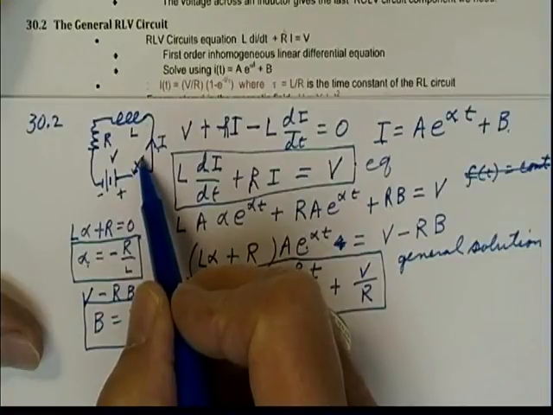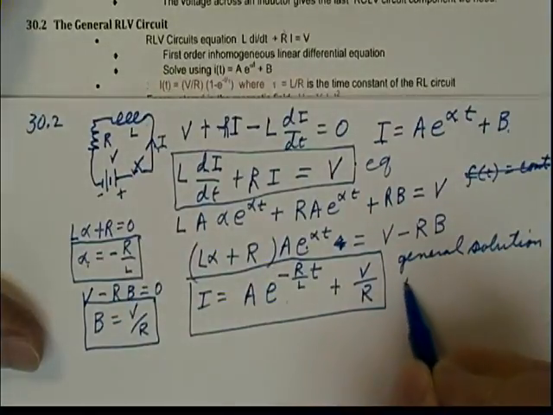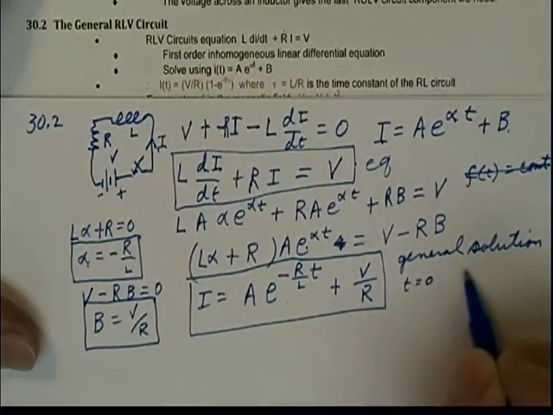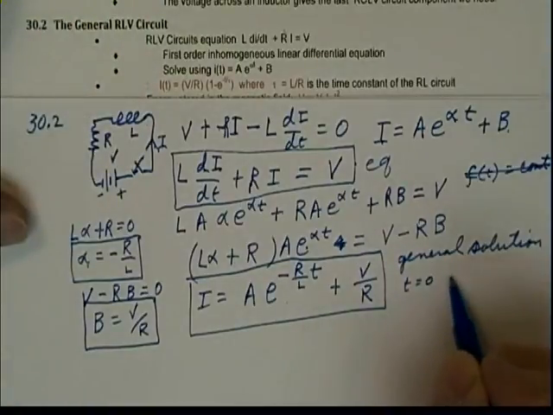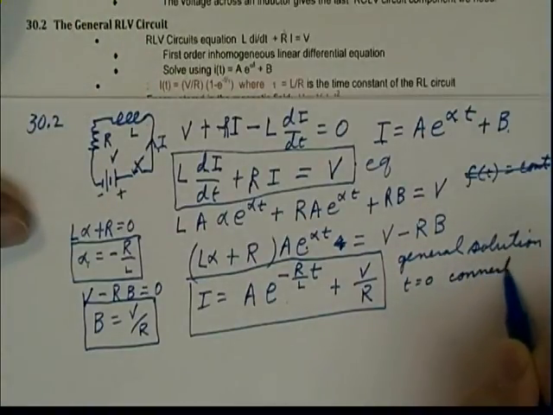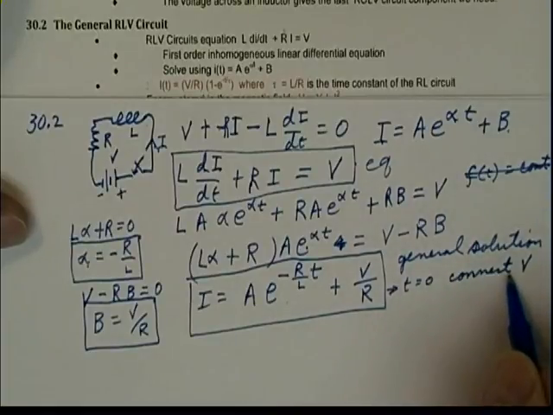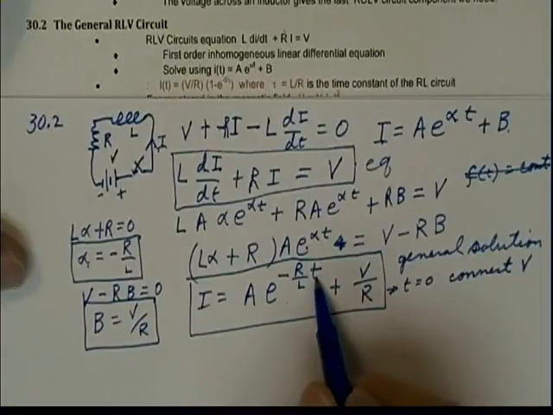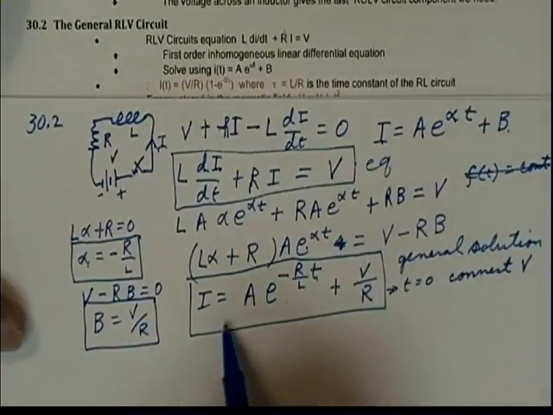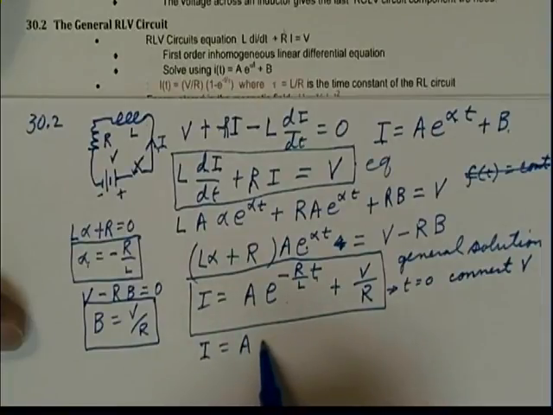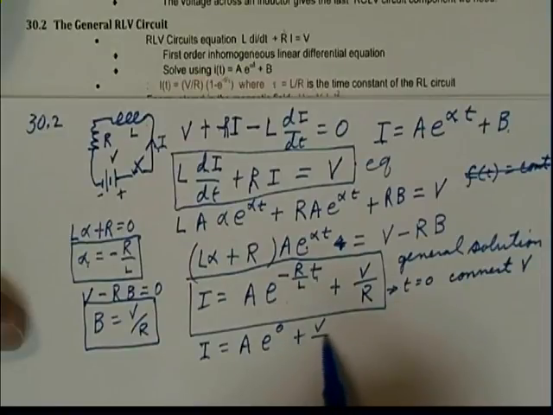Well, you know something very specific. You know that at time t is equal to 0, we're going to shut the switch. We're going to connect the battery. This is what we're going to do. Therefore, at time t is equal to 0, we know that no current is flowing at that instant. So if we put in 0 here, then we get I is equal to A, e to the 0, which is 1, plus V over R.